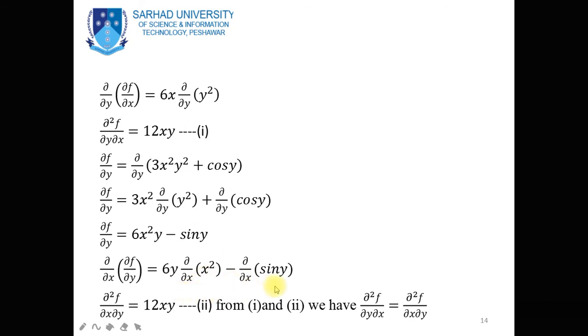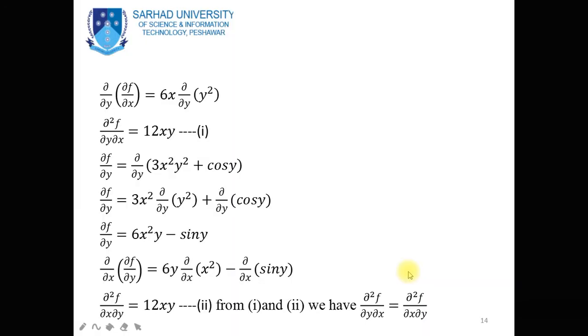So from 1 and 2 we know that partial square f by partial y into partial x is equal to partial square f by partial x into partial y. So these two mixed partial derivatives are equal.